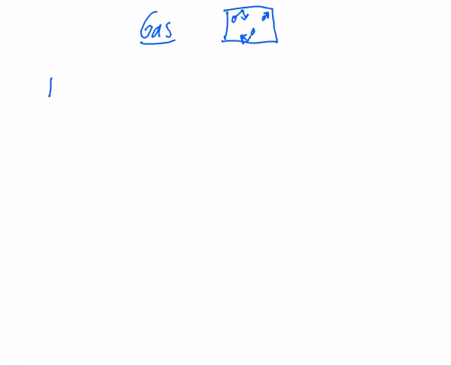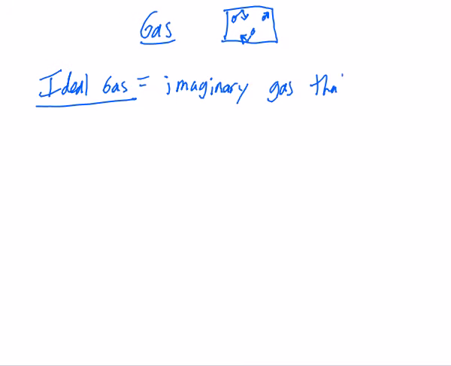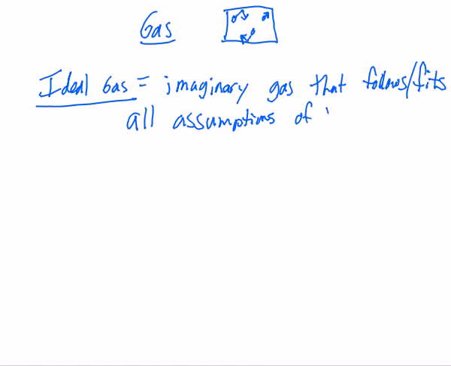We've got this thing called an ideal gas. What is an ideal gas? It's imaginary as well. That's the thing you've got to remember, guys. It's an imaginary gas that follows or fits all the assumptions of KMT. There are 5 points. What are those 5 points?